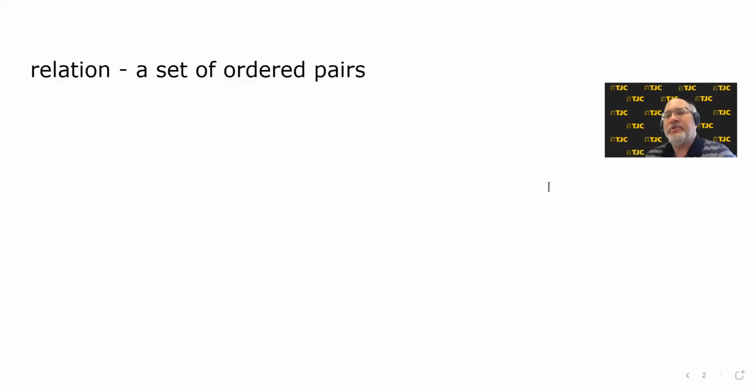In order to define a function, we have to define three terms first. The first of which is a relation. And in math, a relation is just a set of ordered pairs. You know, like the things that you put dots on a graph to represent. And there's a variety of ways to represent relations. So I just want to show you some examples.